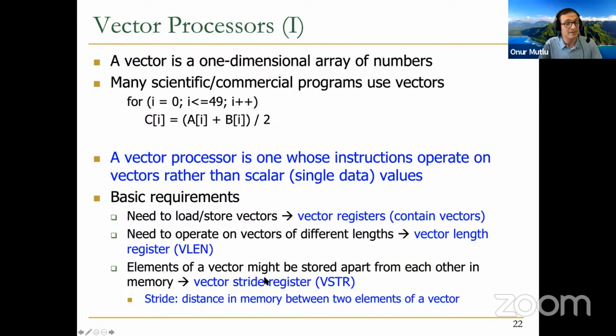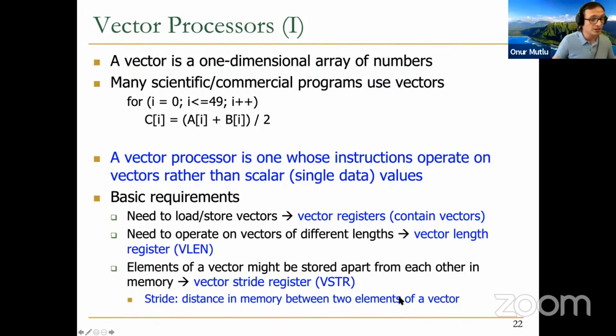And then the elements of a vector might be stored apart from each other in memory. And this is going to be important. I'm going to illustrate it in the next slide. This is called a vector stride register. Basically, the vector stride register specifies the distance in terms of memory words between the different elements of a vector in memory. So stride is formally defined as the distance in memory between two elements of a vector.